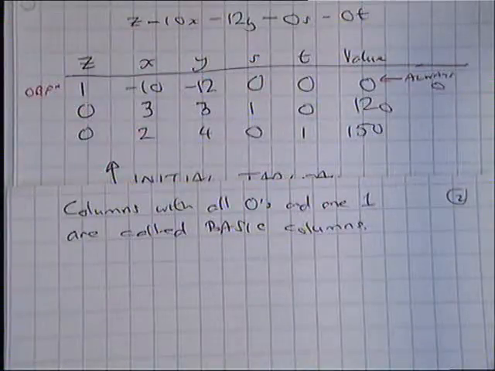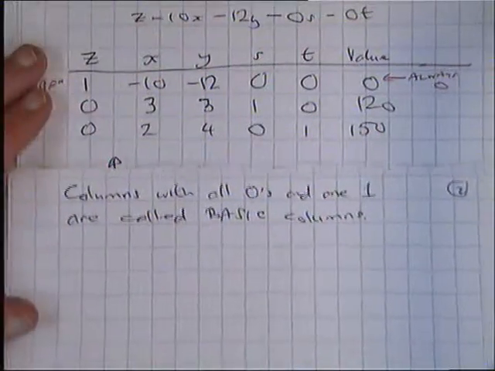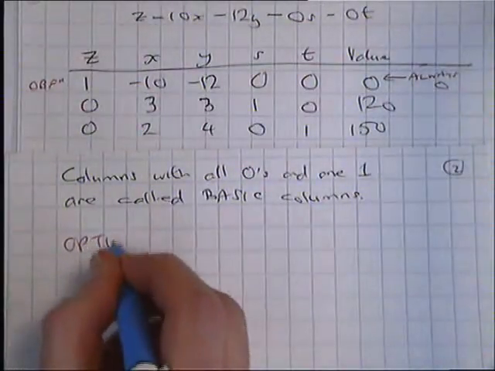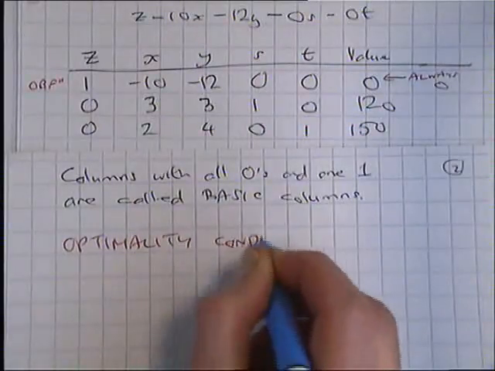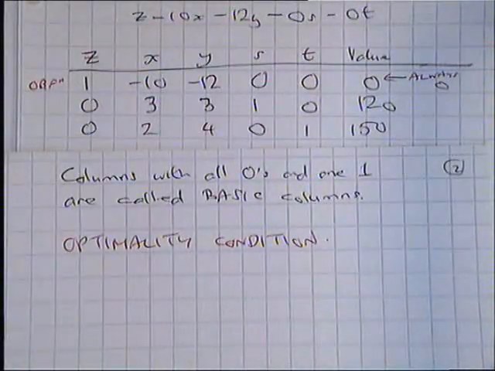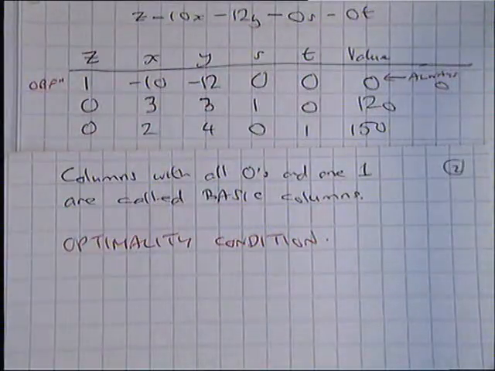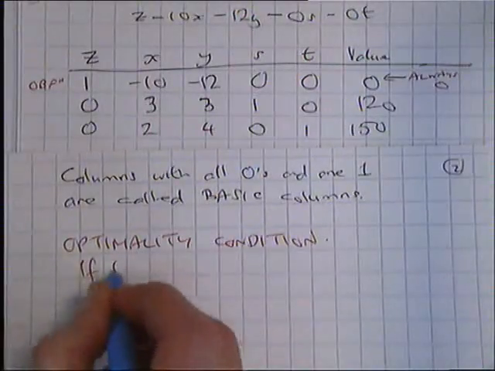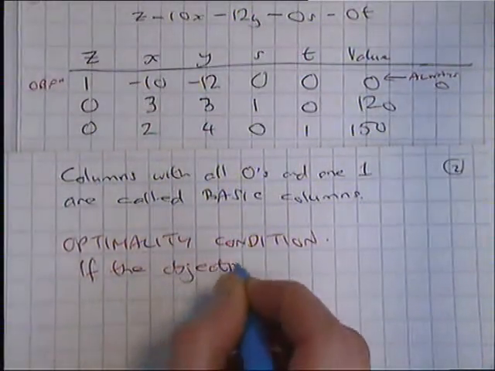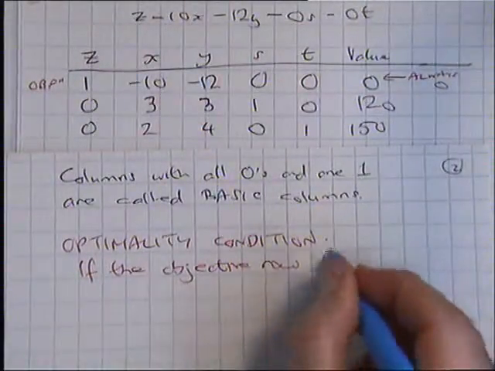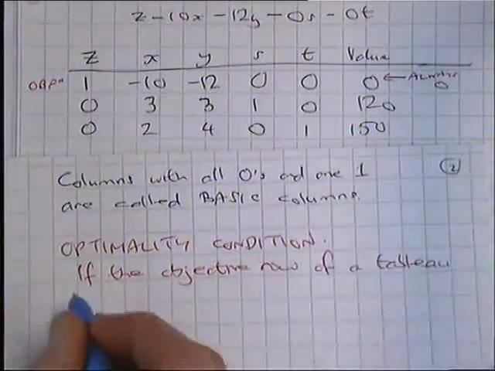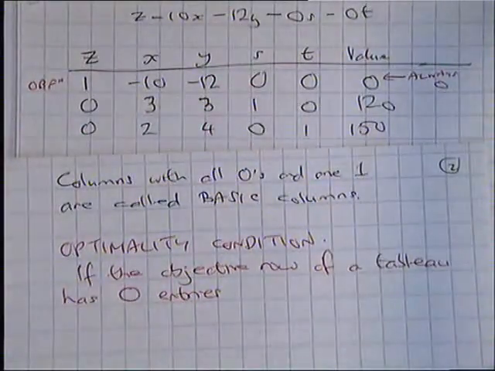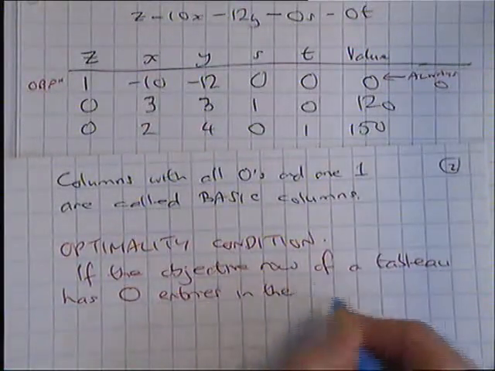Right, we need to know, how would we know when we've finished with a tableau, when it's optimal? So, we need to write down an optimality condition, and this is something you need to learn. So, can we write down an optimality condition? Because we're going to do something to the table to change it, and every time we change it we need to look back and say, is it optimal? And this is it. If the objective row of a tableau has 0 entries, that doesn't mean no entries, it means there are zeros in there, 0 entries in the basic columns.